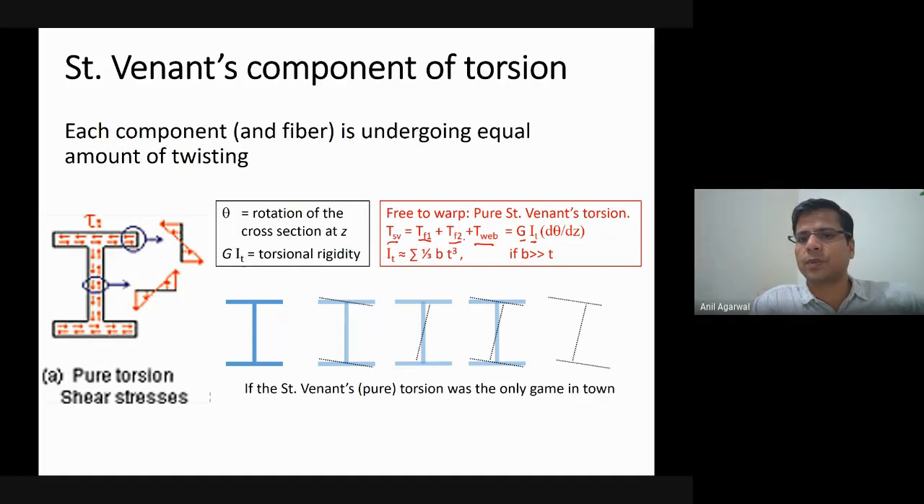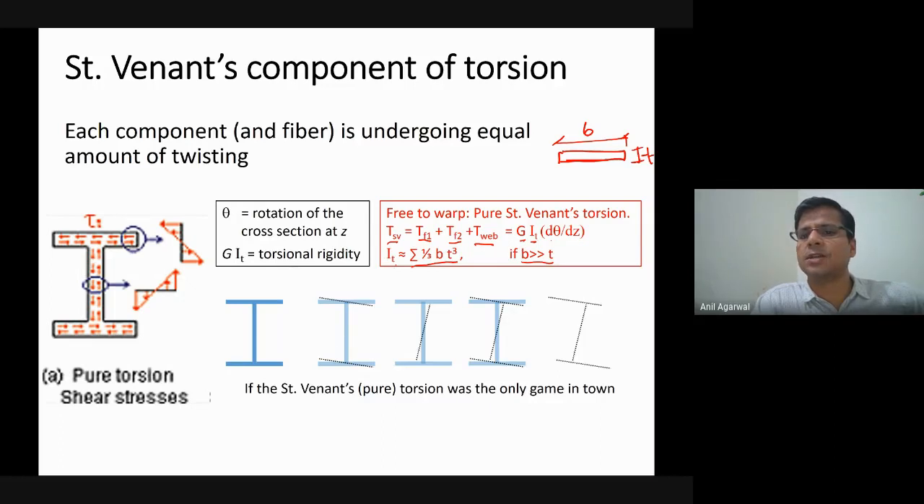And for each one of them, the flange or the web, I should write it as an integral, it will be G IT d theta by dz. IT of the entire cross section is basically the summation of 1 by 3 b t cube. This is a quick expression for thin sections. If you have a flange which is thin in comparison to its width, the condition is that b should be much greater than t. So if it is a flange like this, b should be at least 5 to 6 times greater than the t value. If that is the case, you can use this expression to define its polar moment of inertia.